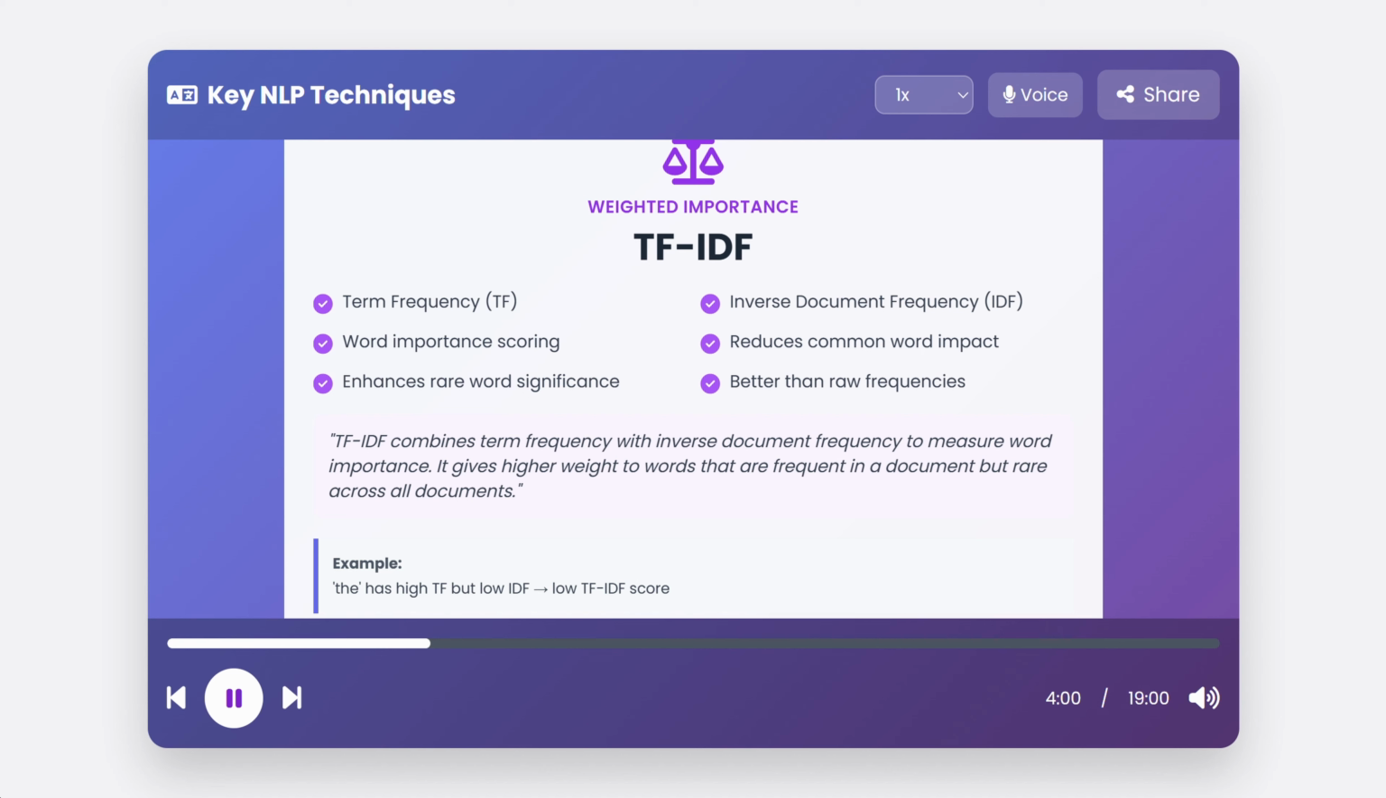For example, common words like the appear frequently but have low IDF scores, resulting in low TF-IDF weights. In contrast, domain-specific terms that appear often in certain documents but rarely elsewhere receive high TF-IDF scores, making them more informative for classification and analysis tasks.